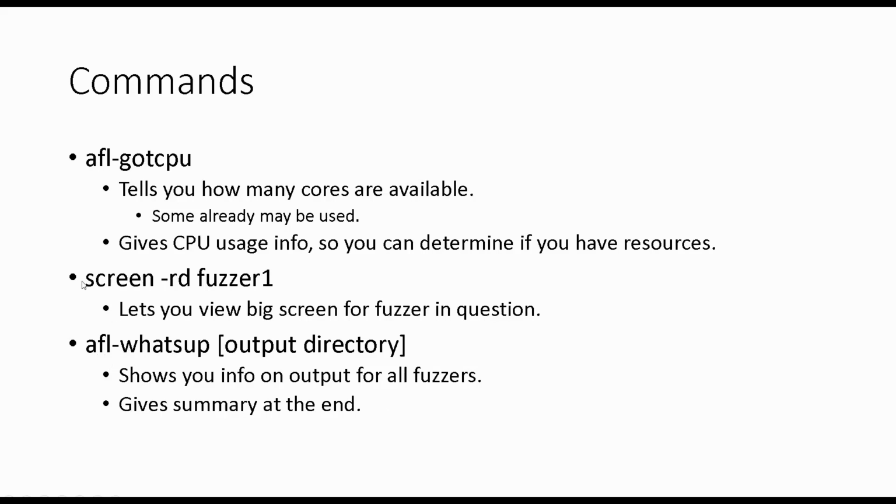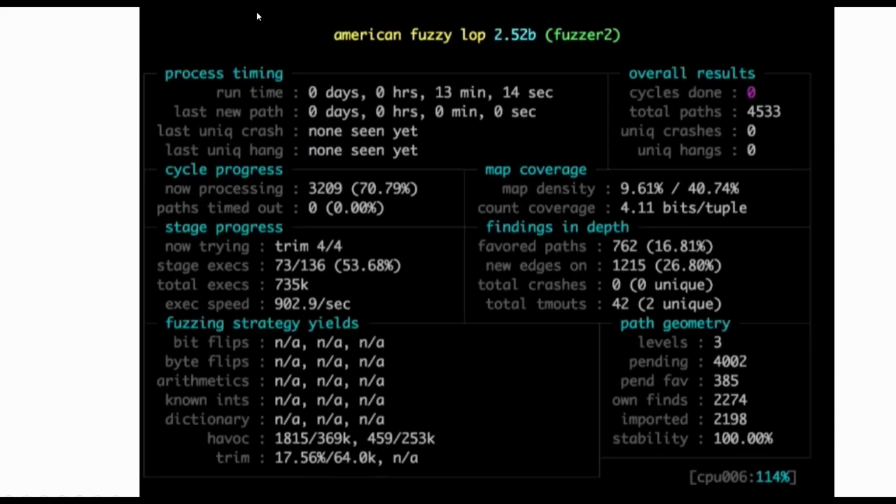afl-whatsup, you can run that on the output directory, and it gives you different output summaries. So we see an image here. Overall cycles done 0, so it just started out. Total paths over 4,000. 0 crashes, 0 hangs. So this is very early on. Map density and coverage are kind of low. Some information on findings there. 0 crashes. We got some timeouts.